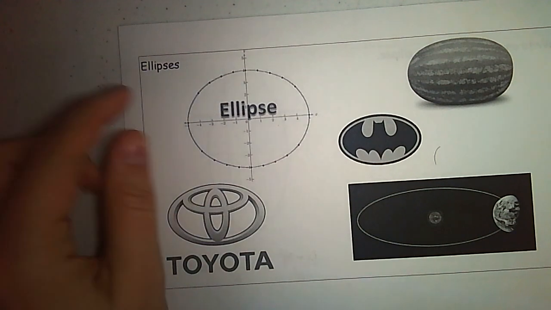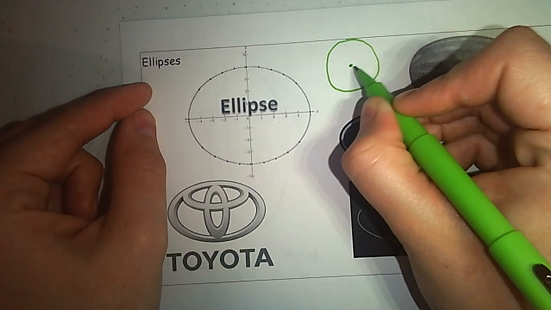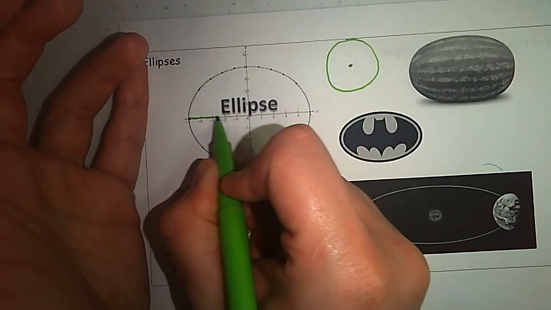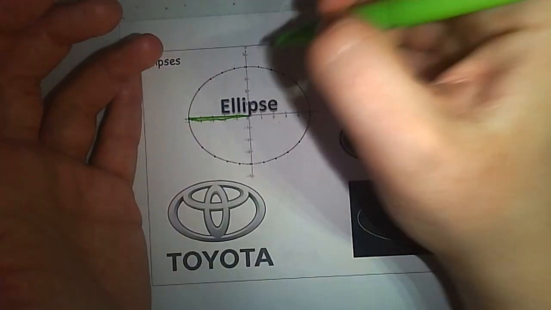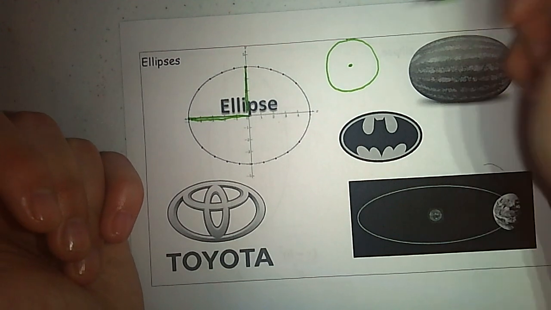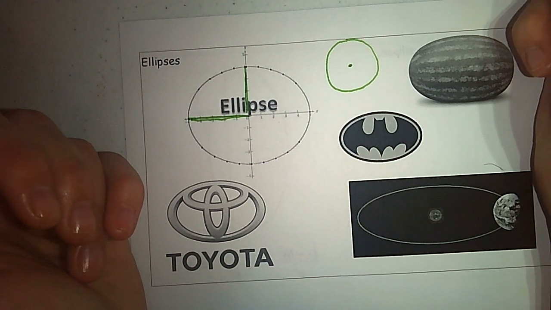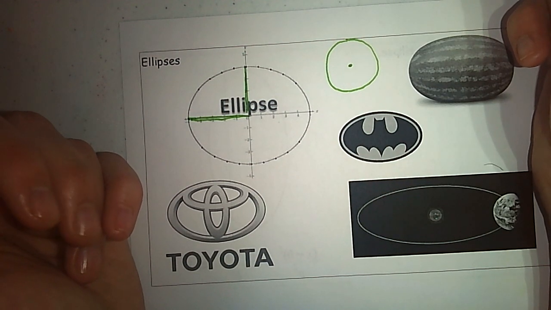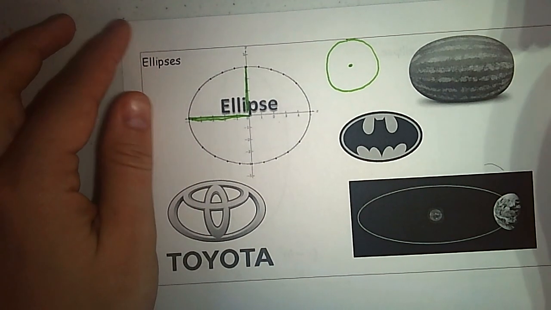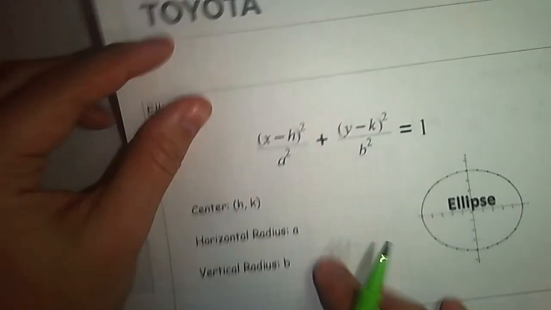Whereas a circle, we had that center point, and then every point around it was the same distance. With an ellipse, that is not true. So this distance right here is not the same as this distance right there. Okay, so circle, all the points on the outside are the same distance away from the center. With an ellipse, that is not true.